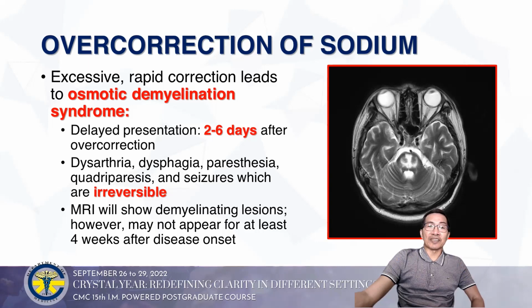They may present with dysarthria, dysphagia, paresthesias, quadriparesis, and seizures which are irreversible. The MRI will show demyelinating lesions. However, this may not appear for at least 4 weeks after the disease onset. Hence, by the time we recognize it, if we are not too prudent, we're too late.